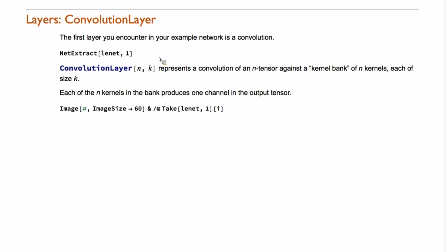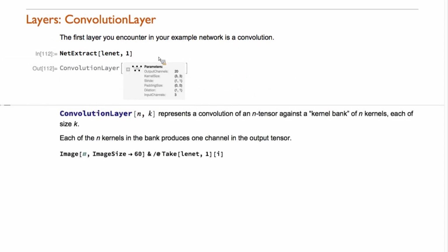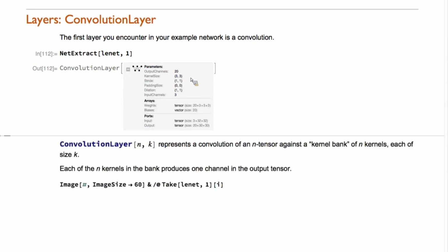Again, let's use NetExtract to have a look at the first layer of our network. But now let's analyze in detail what this does. This is a convolution layer, and we can see in this summary box that we can even have more details, and we see what's the input coming in, what's the output, and there are parameters here. So what does this convolution layer do?